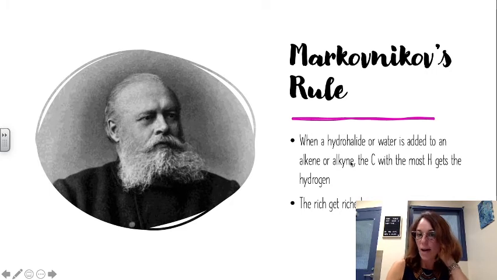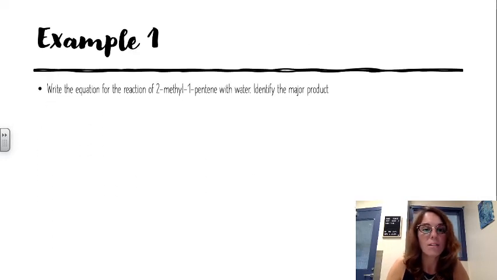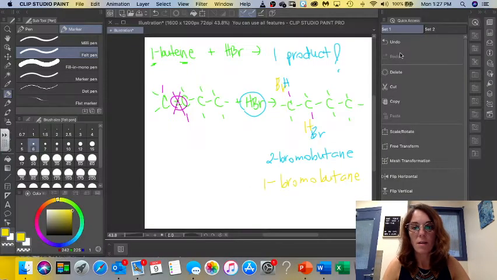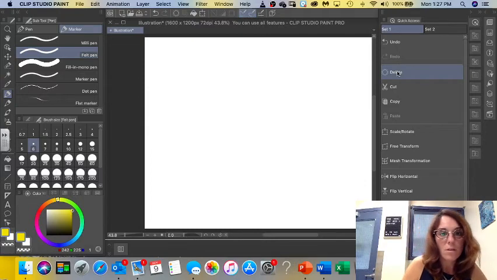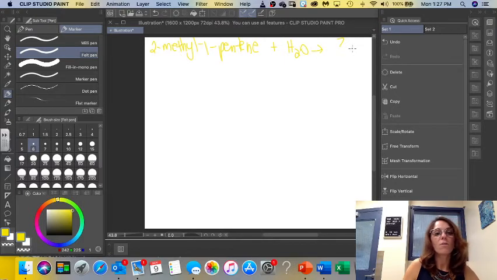So when a hydrohalide or water is added to an alkene or an alkyne, the carbon with the most hydrogens gets the other hydrogen. So here's an example. I've got 2-methyl-1-pentene, and water. I need to identify the major product. So 2-methyl-1-pentene. Let's draw this out. 2-methyl-1-pentene plus water. So we need to figure out what's happening here.